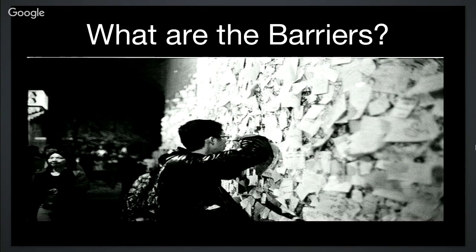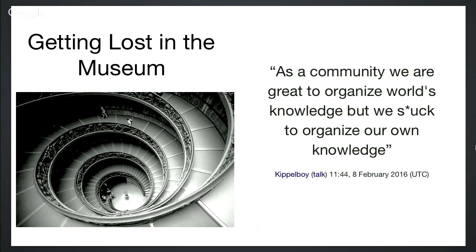So what were the barriers? We identified a couple of themes. There were consistent themes in the interviews, and this is one. It might be familiar. And that was kind of getting lost in the museum. I could give you what my words would be, but I think Kippleboy put it best. As a community, we are awesome at organizing the world's knowledge, but not so good at organizing our own knowledge. So you're really excited about contributing to Wikipedia, and you know there's a resource out there somewhere, but where is it? We even found here at the foundation that we were looking for the tools and resources.